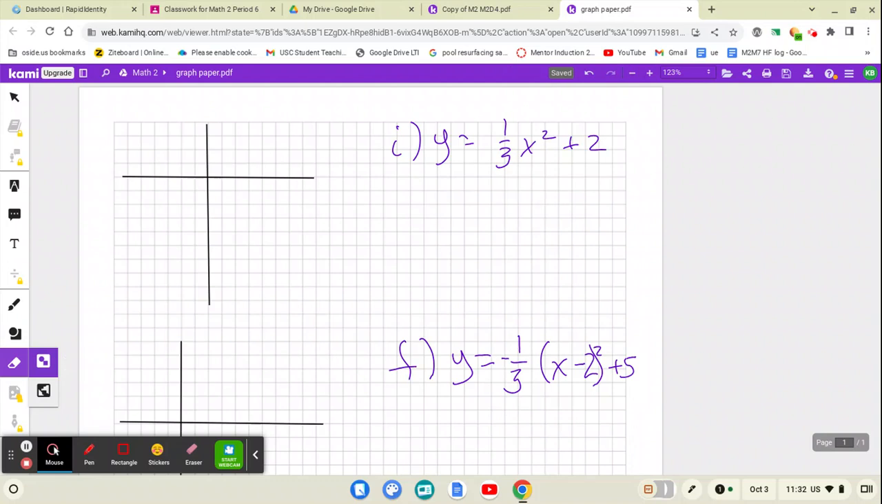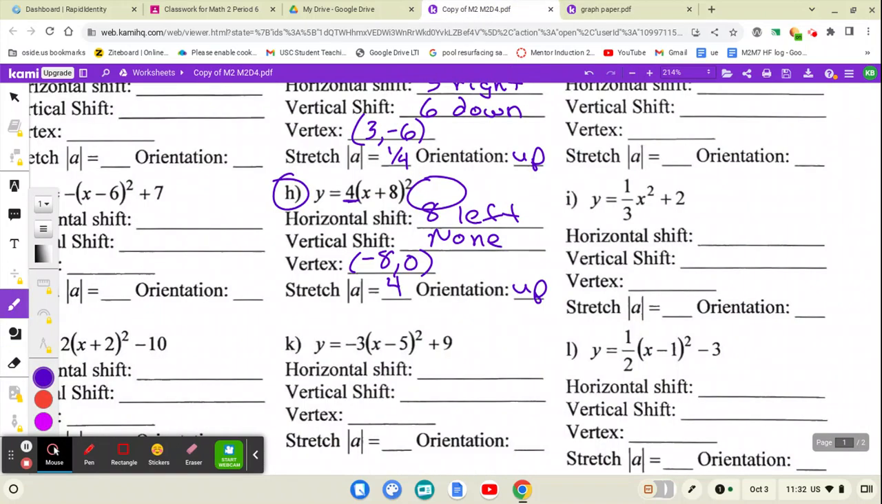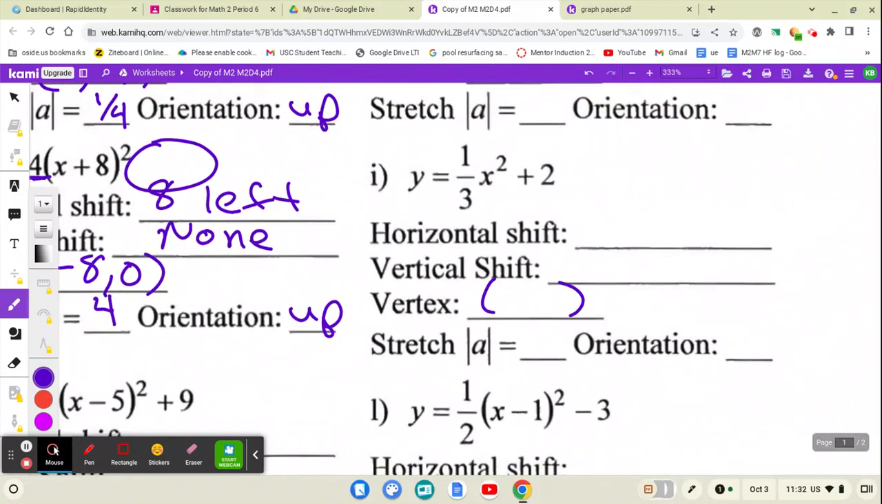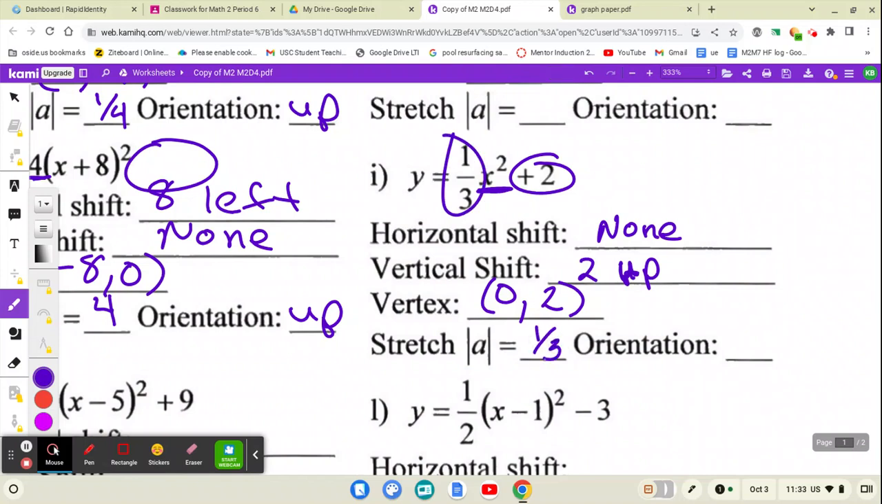Okay, I. Let's fill in our information first for I. The vertex doesn't have a set of parentheses. That means there is no horizontal shift, which means the x value of the vertex is 0. The y value is whatever's there to the right. If it's written in this particular form, we haven't talked much about that. We will in the days to come. So the vertical shift is 2 up. The stretch is 1/3, and since it's positive, the orientation is up.